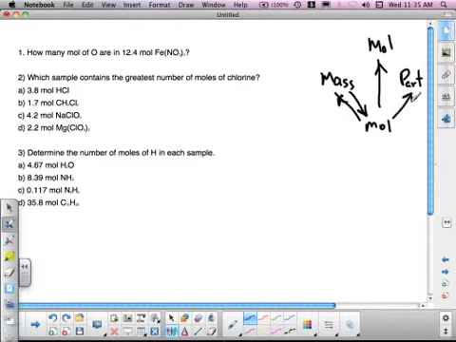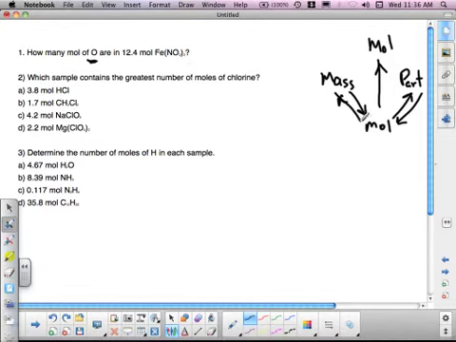I don't think we're going to need much more than just looking at formulas and subscripts. How many moles of oxygen are in 12.4 moles of iron 3 nitrate? Now, I used a complicated formula on purpose. How many oxygens are in this formula? So that's the first thing you have to ask yourself. When you are asked about something inside, look and see how many of those things are in the formula. 3 times 3, there are 9 oxygens in this formula.